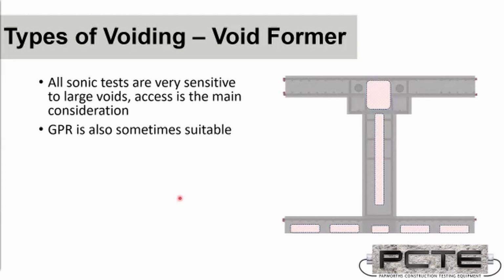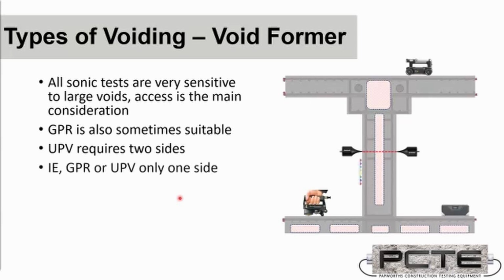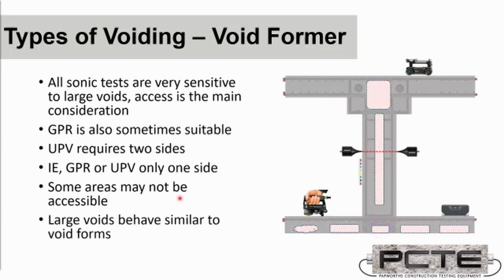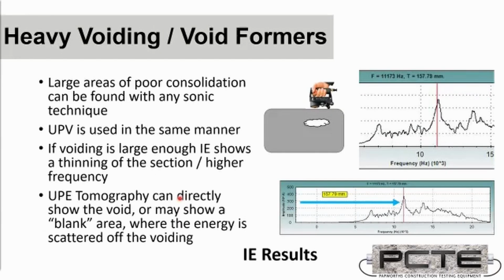Now, void formers, again, it's just like a thickness measurement, which means that even the relatively insensitive ground penetrating radar can be appropriate. UPV, impact echo, again, access limits. So large voids are going to behave similar to a void former. If you have a great big area where there is no concrete filling it, like it was maybe held by overly dense reinforcing, you may be able to look for responses like this.